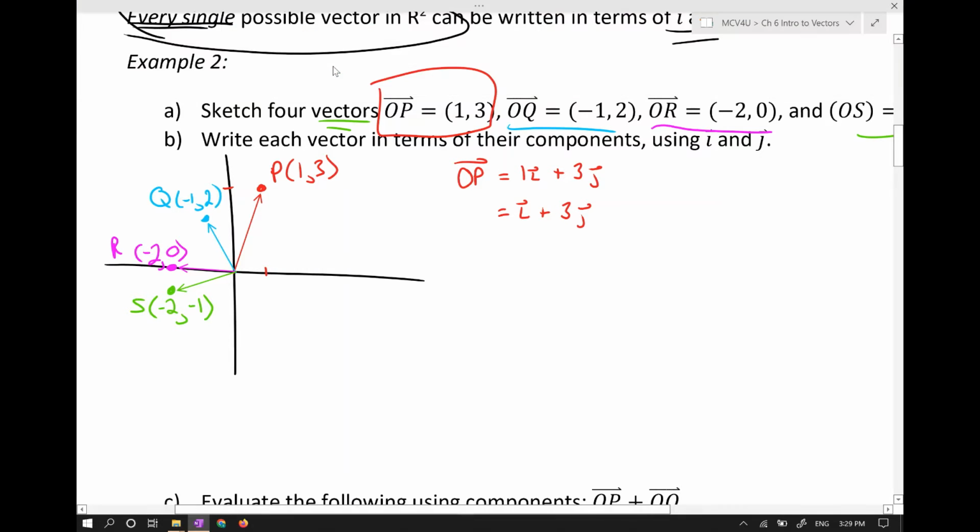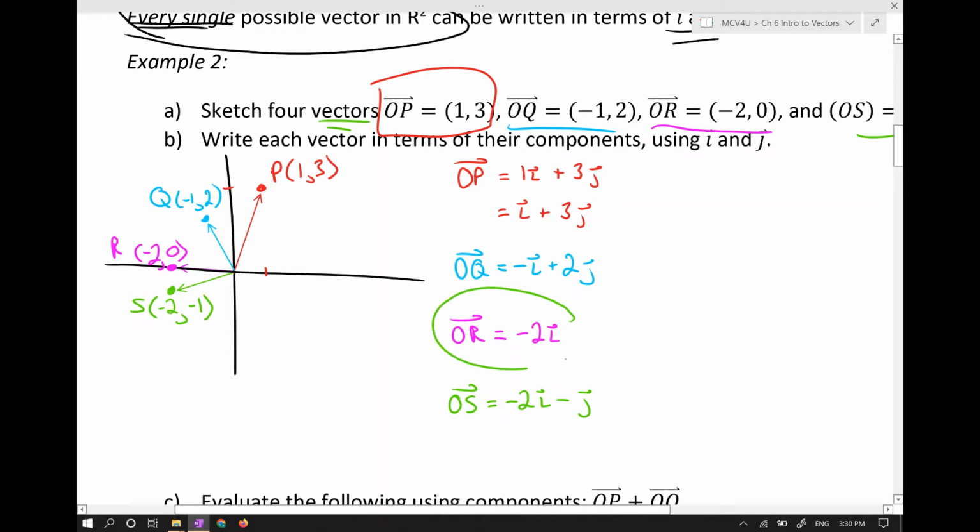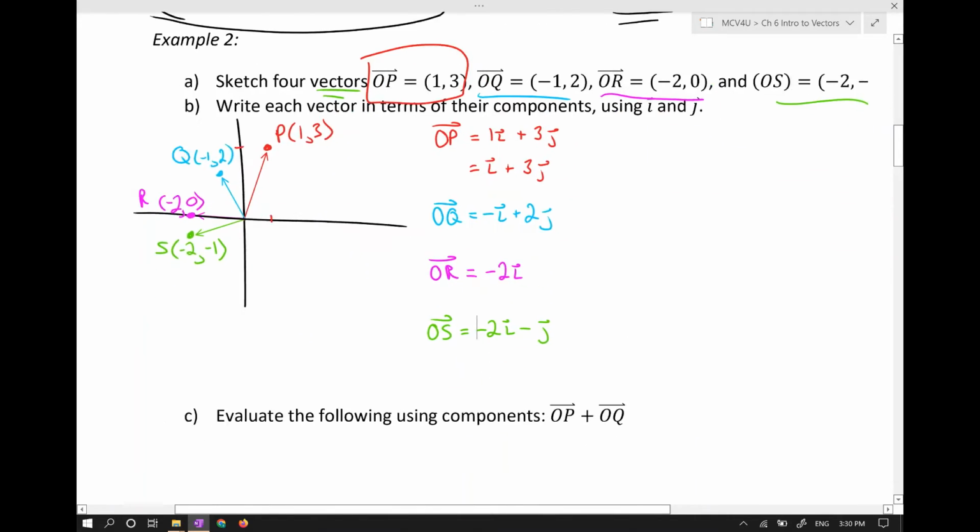Now I'll ask you once more. I'll say pause the video here. Try out OQ, OR, and OS. And then unpause the video and check your work. Good, so we see here just some keys. The vector OR, it doesn't have any y component. Its y component is 0 because its y coordinate is 0. So when we're working with OR, we don't need j's in here whatsoever. The only unit vector we're relying on is unit vector i.